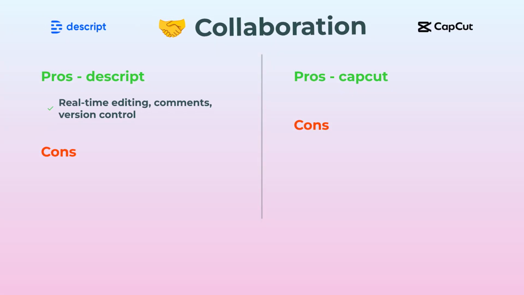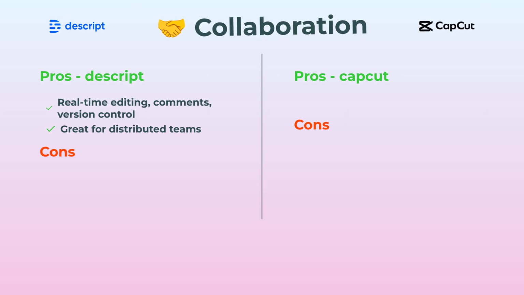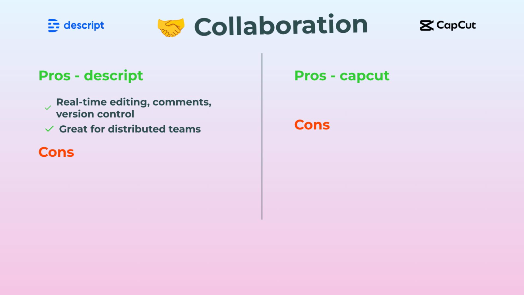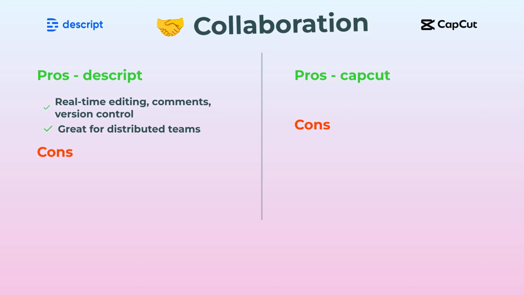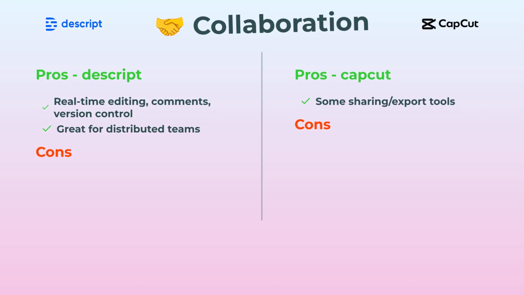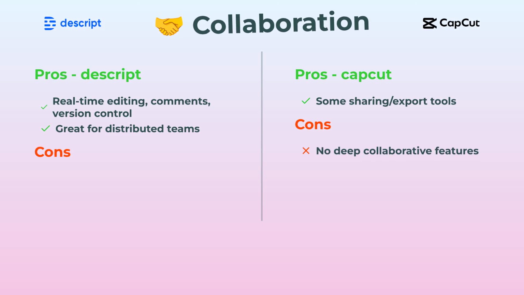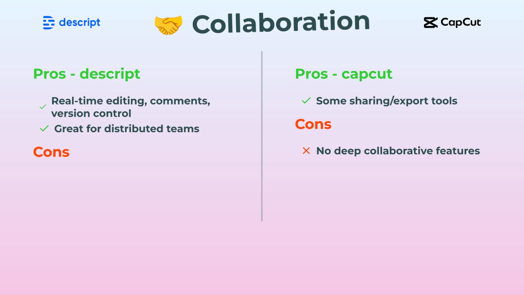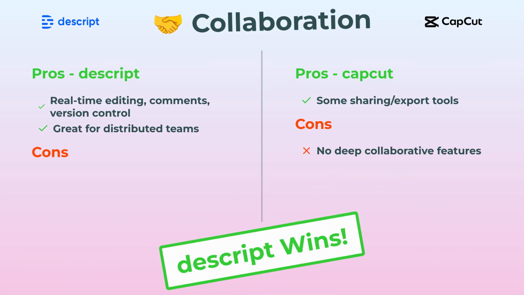Last but not least, collaboration. With Descript, you can literally edit together in real time. Leave comments, manage versions. It's awesome for teams spread out everywhere. It just feels pro. CapCut, well, you can share projects and export, but not much deep collaborative stuff. So yeah, Descript definitely takes this round.